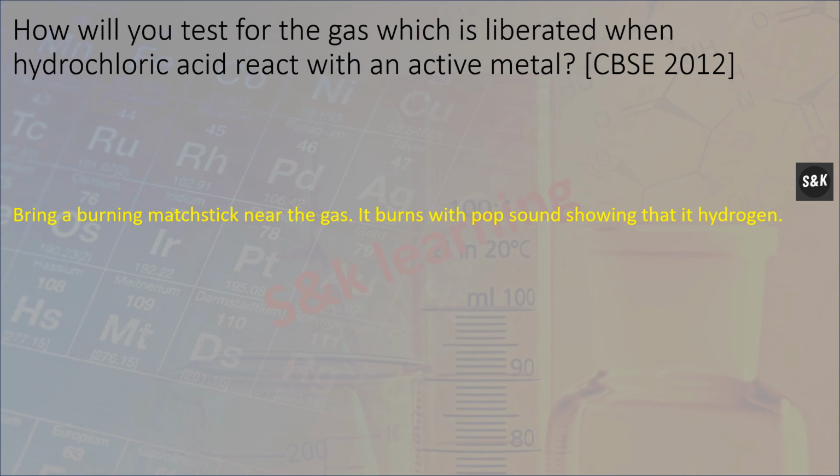How will you test for the gas which is liberated when hydrochloric acid reacts with an active metal? Bringing a burning matchstick near the gas, it burns with a pop sound, which shows that it is hydrogen.